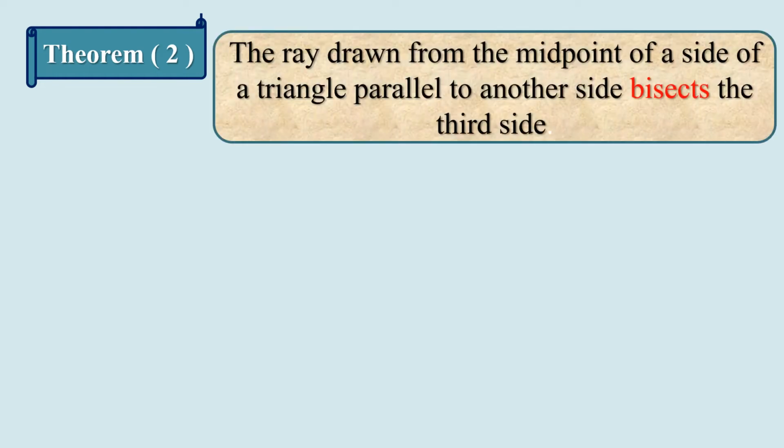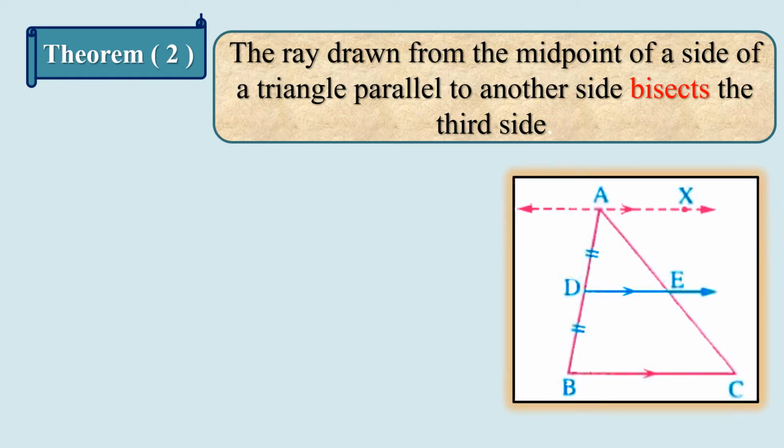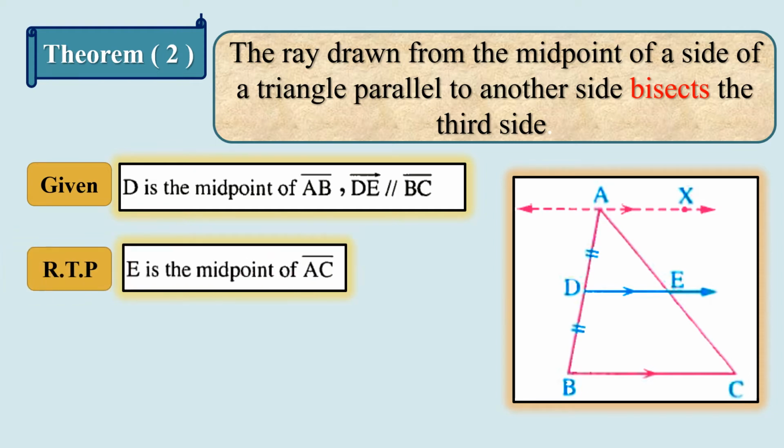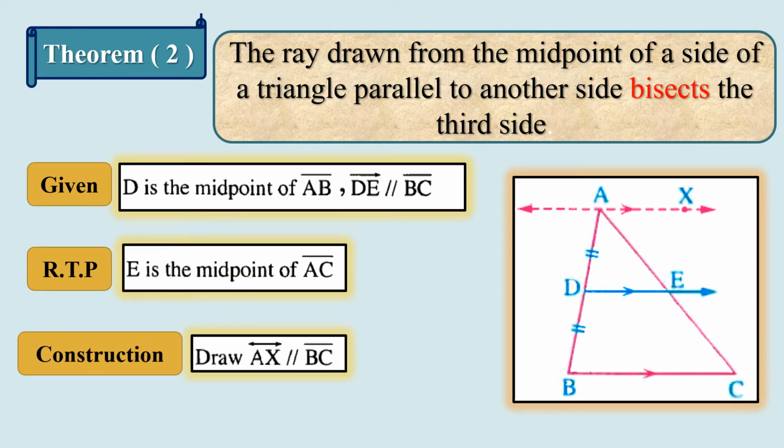Theorem 2. The ray drawn from the midpoint of a side of a triangle parallel to another side bisects the third side. In the opposite figure, given D is the midpoint of AB and DE parallel to BC. RTP: E is the midpoint of AC. We will do a construction: draw AX parallel to BC.